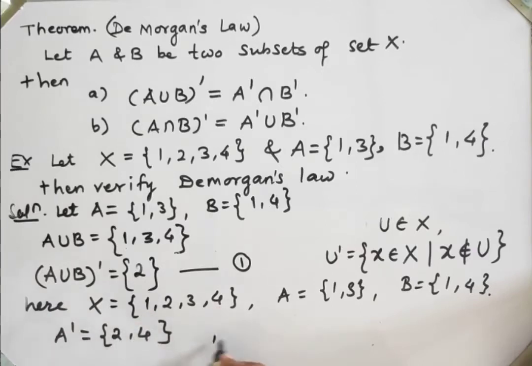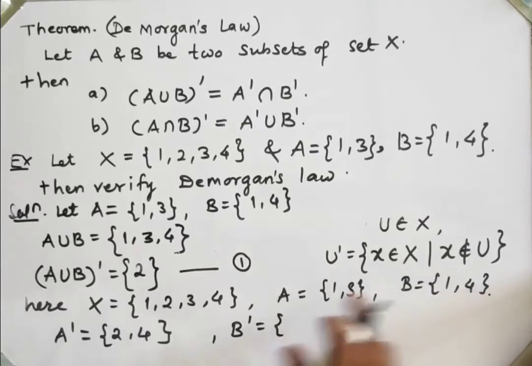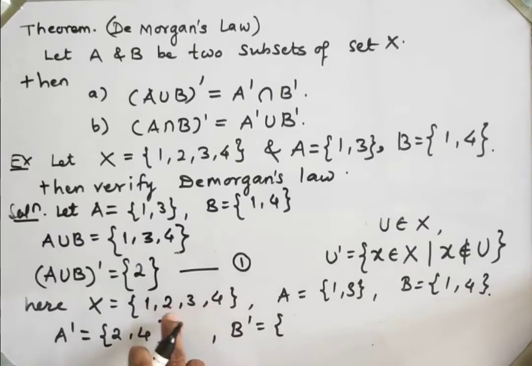Similarly B complement is the set of all elements x belonging to X but x does not belong to B. So what are the elements in B complement? B complement has all elements except 1 and 4, so we get only 2 and 3.